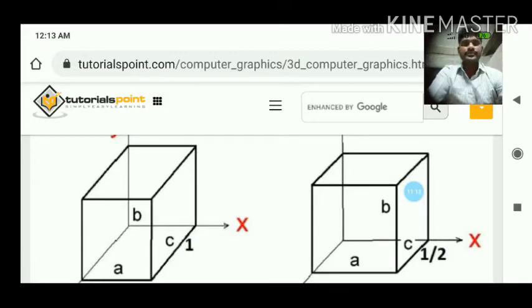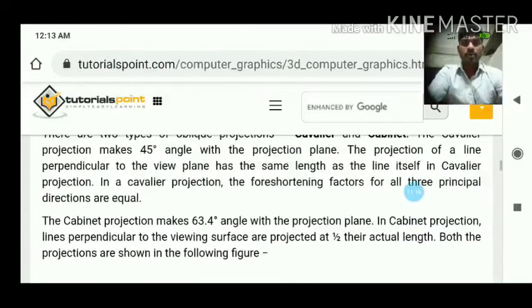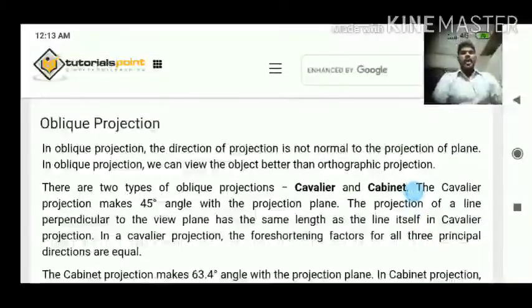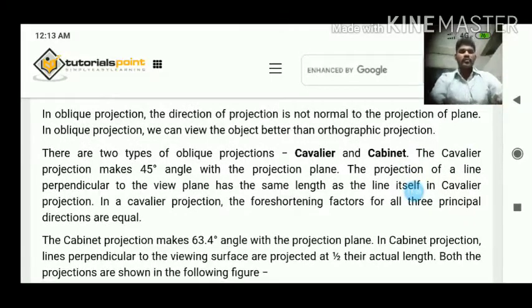Look at some theory now. I will read it for you. In oblique projections, the direction of projection is not normal to the projection plane. With oblique projections, we can view the object better than with orthographic projection.